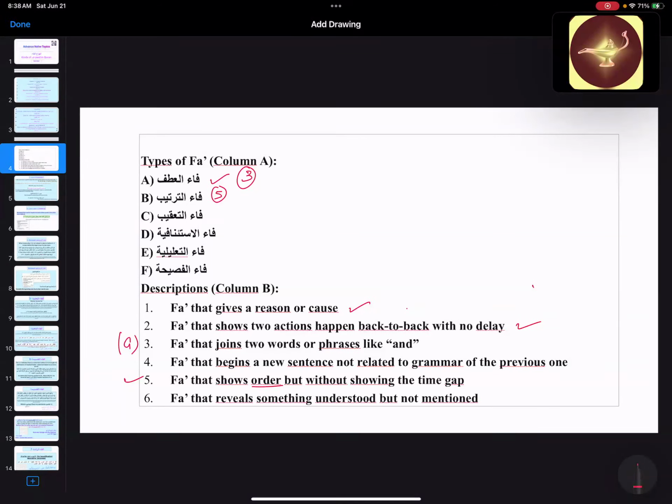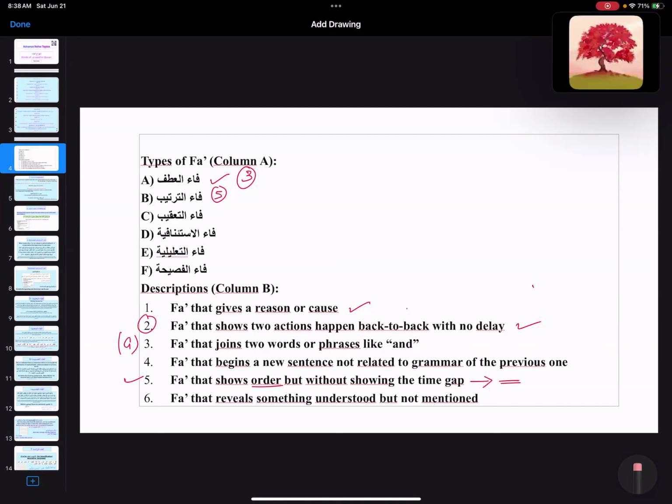So you see the difference, right? With tartib, we do not know the time, whether it is happening immediately or very late. Time is not any issue over here. In taqib, things are happening immediately. That would be the first step.